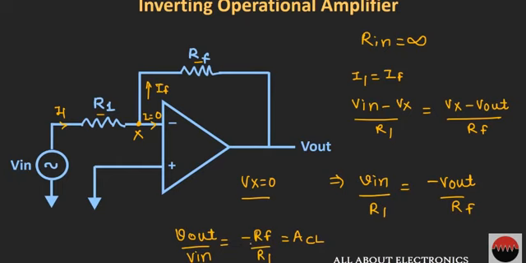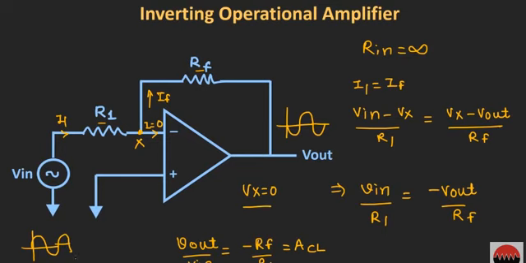Now here the negative sign indicates that the output voltage is 180 degrees out of phase with the input. If we apply a sinusoidal signal at the input, then at the output we will get the amplified sinusoidal signal, which has a 180 degree phase shift with respect to the input signal. And that is why this configuration of the op-amp is known as the inverting configuration, because the output will get inverted with respect to the input voltage.